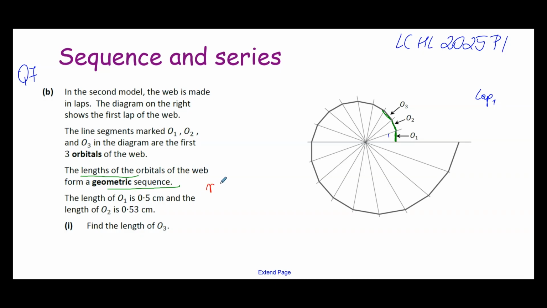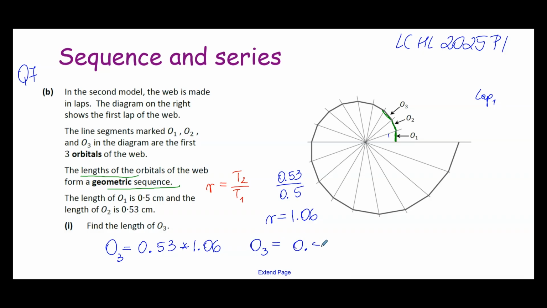Straight away, what can I find from here? I can find the value of R, because I take term 2, 0.53, and divide by term 1, 0.5, and I find out that the value of R is 1.06. Now, find the length of O3. I know how we create the sequence. We take the previous term, 0.53, so O3 equals that multiplied by our R value, 1.06. We put that in the calculator and we find 0.5618. Pretty straightforward.